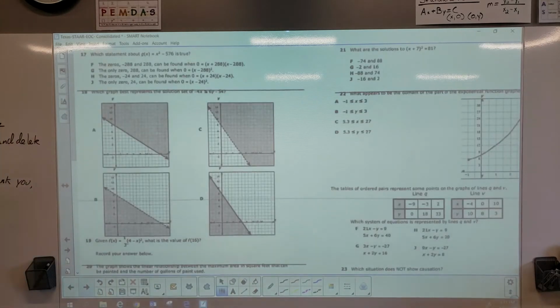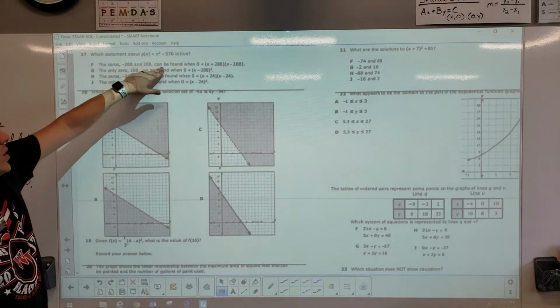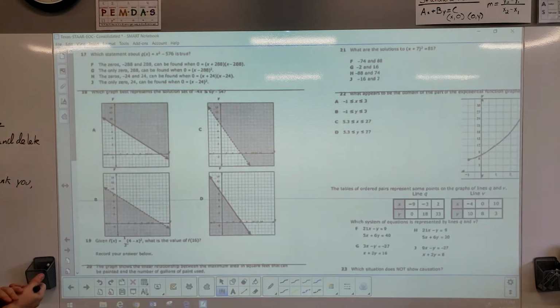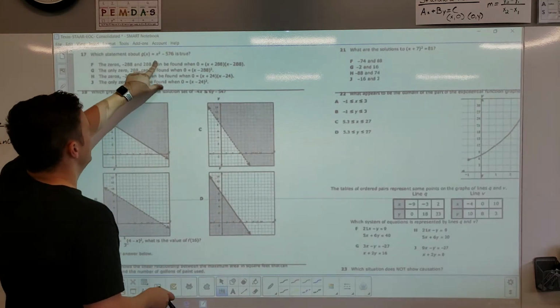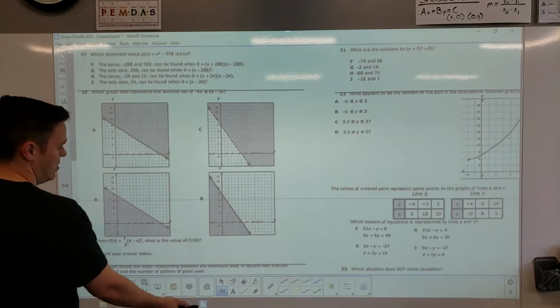Next, as we move along, this will be the last page I do for this review. I'll stop and do part 2 in a second. Which statement about g of x equals x squared minus 576 is true? So what you would want to do when you do this, ladies and gentlemen, would be just to graph it in Desmos. Okay, so when we set this up, it'd be x squared.